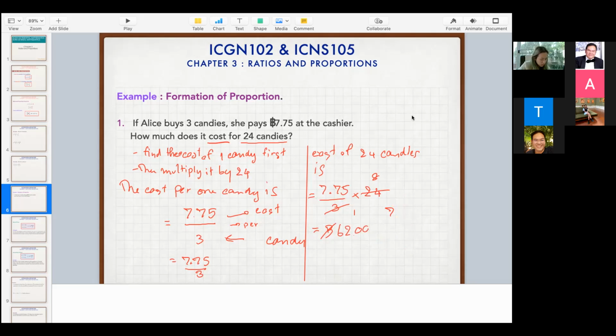To find the cost of 24 candies we calculate like this, setting up by first trying to find the proportion of one candy. Then it will be easy when you would like to find the cost of more candies like this. Okay, any questions about this slide? If you don't have any questions, let's move on to the next slide.